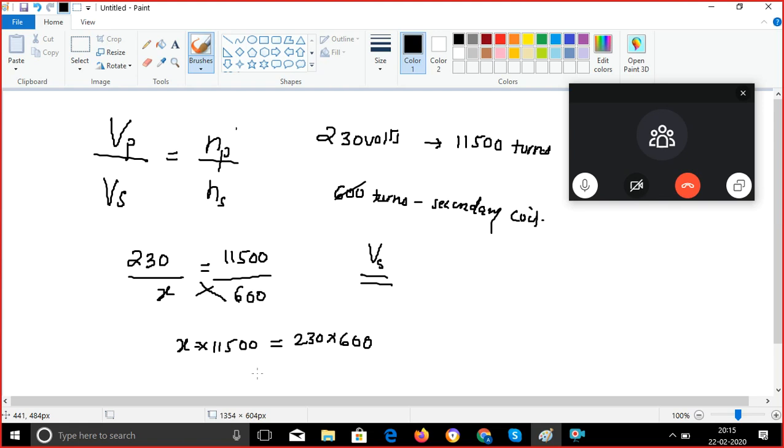Okay, now the next question. It's given as: number of turns in primary coil is 10,000 and number of turns in secondary coil is 250. If voltage on secondary coil is given as 10 volts, you have to calculate voltage on primary coil.